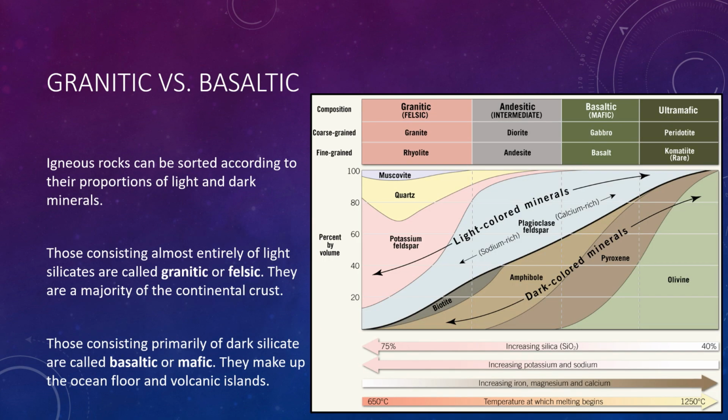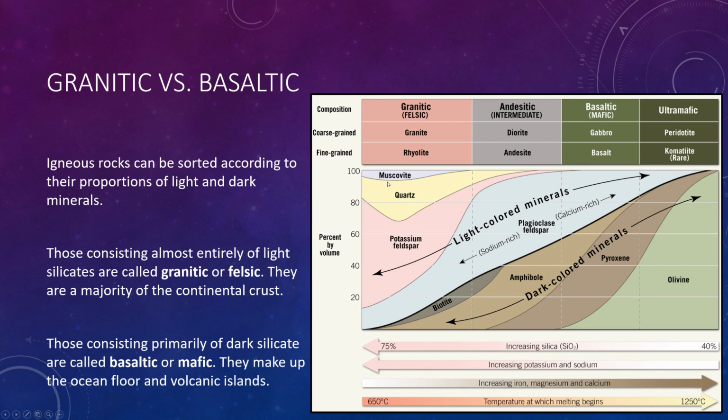Despite the great compositional diversity, igneous rocks and the magmas from which they form can be divided into broad groups according to their proportions of light and dark minerals. Near one end of the continuum are rocks composed almost entirely of light-colored silicates, quartz and potassium feldspar. That's on the left on the figure. Igneous rocks in which these are the dominant minerals have what we call a granitic composition.